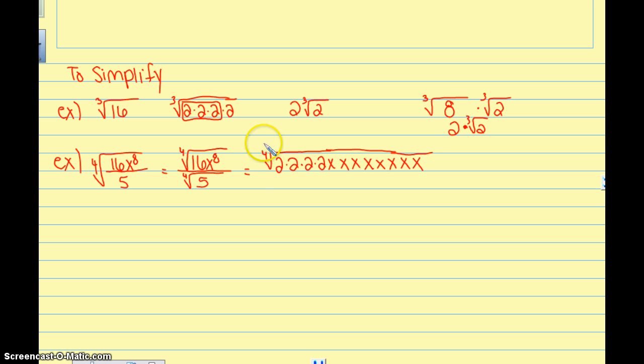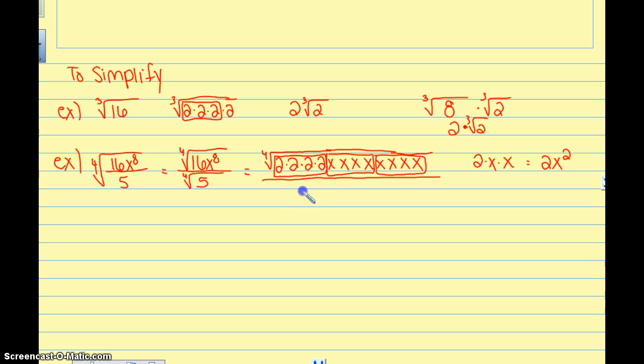This is telling me that I need 4 in a group in order to take it out. So there is 4 2's, here's 4 x's, and here's 4 x's. So I can actually take out a 2, an x, and an x. Well, 2x times x is 2x squared. So my numerator now is 2x squared.